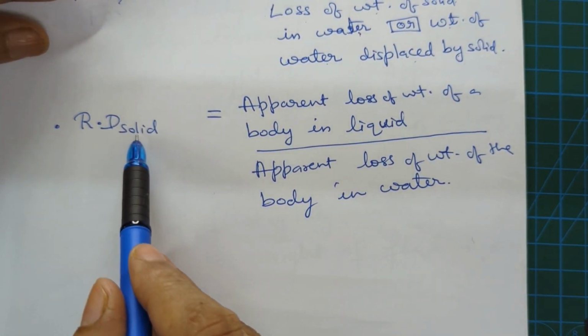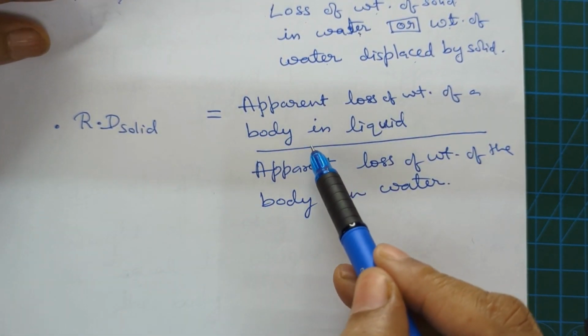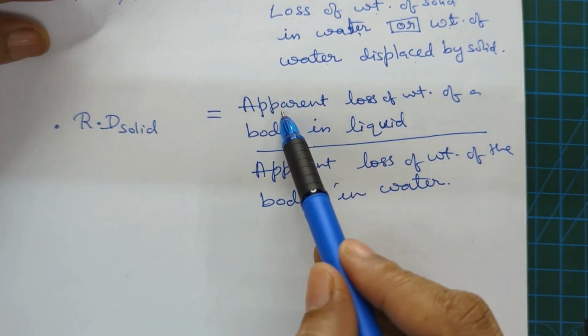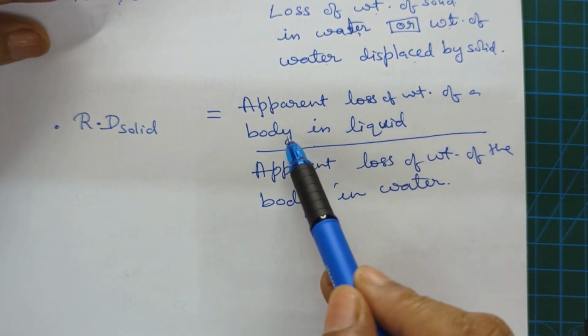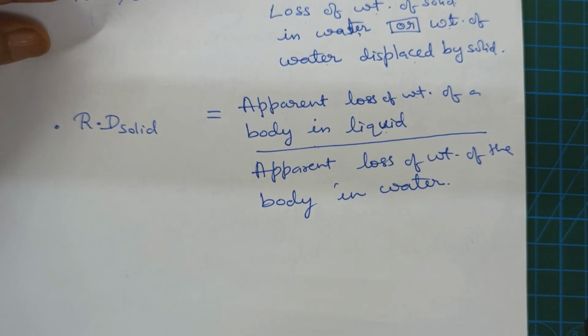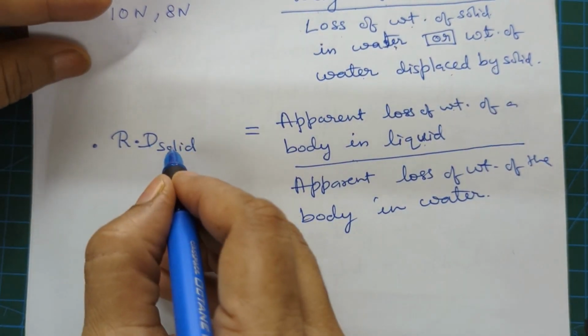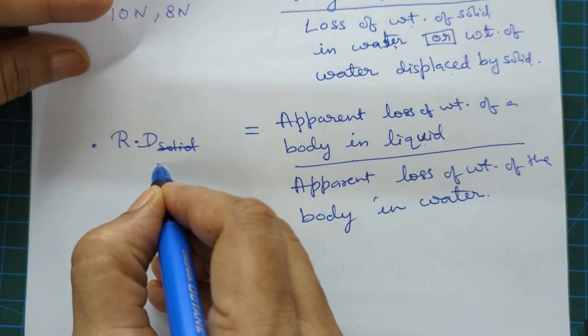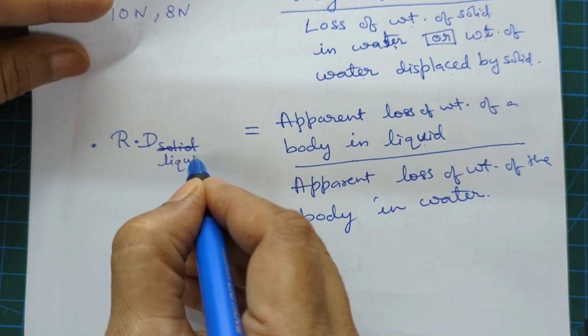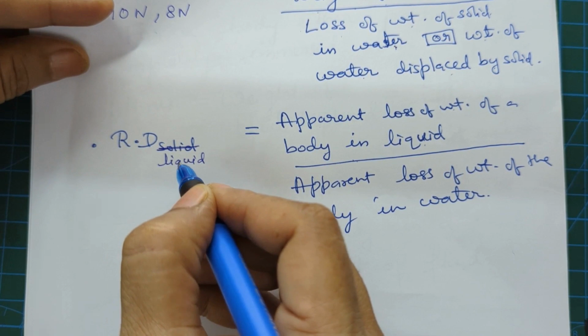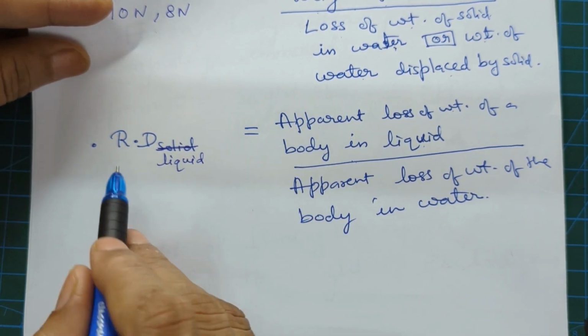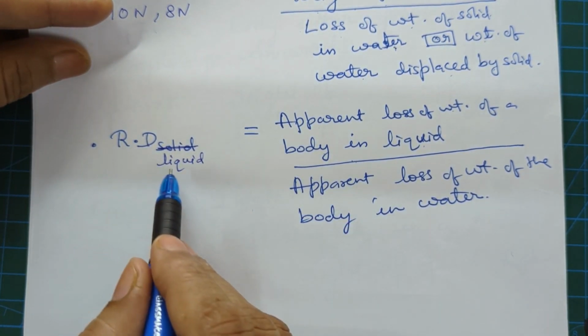Relative density of a solid can also be calculated using the formula: ratio of apparent loss of weight of a body in liquid to apparent loss of weight of the body in water. Okay, this is relative density of a liquid, because when it is a liquid, we cannot drop it in water to check its density or loss of weight. So how to calculate relative density of a liquid?